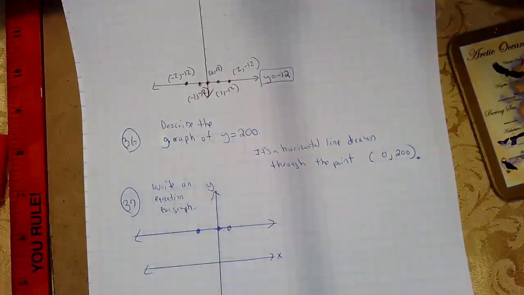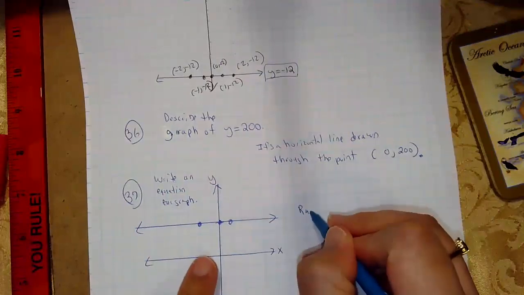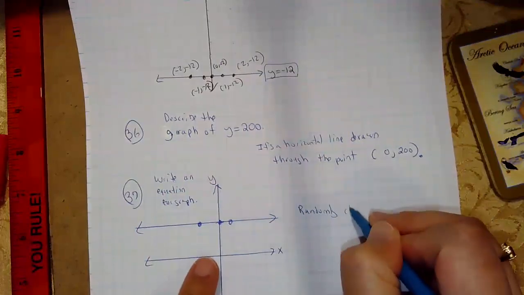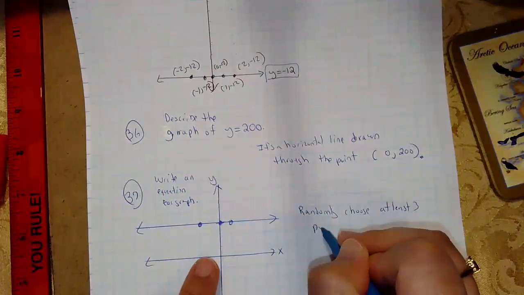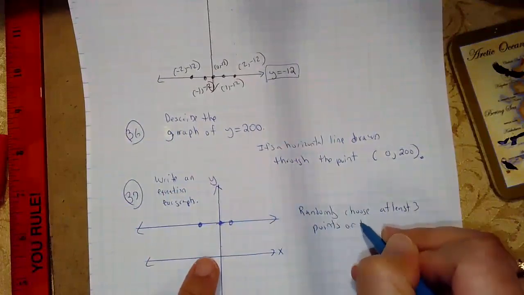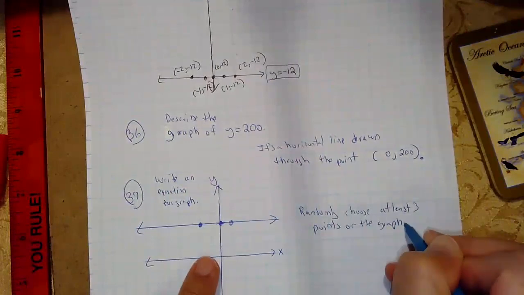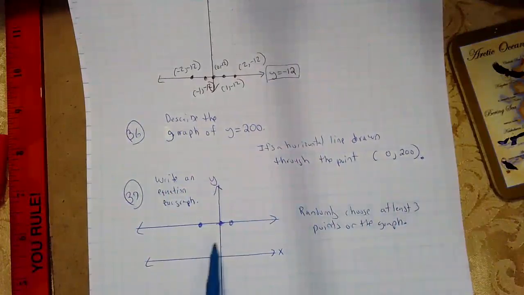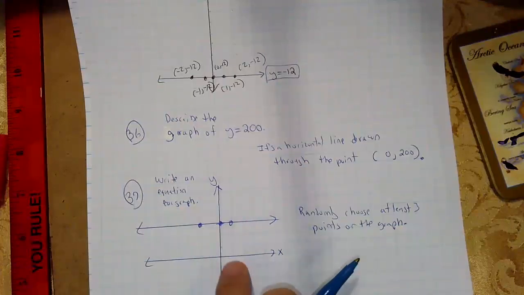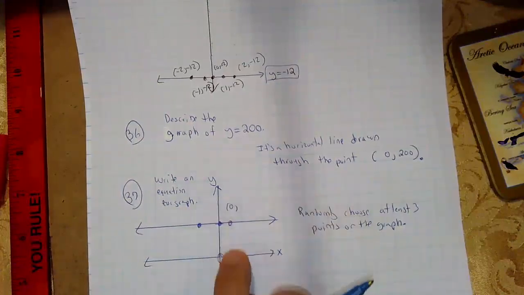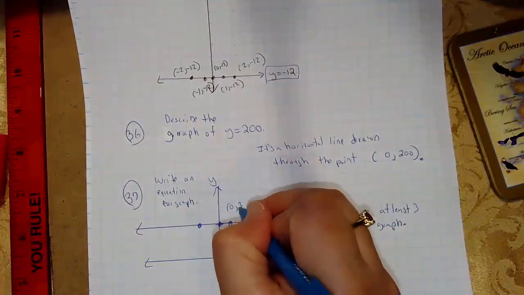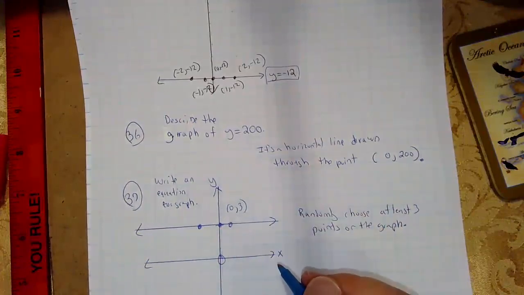So if I just randomly choose at least 3 points on the graph, I just picked these to see what they would look like. This one is at the origin, 0, 0. So x is 0. I don't go right, I don't go left, and then I go up to y: 1, 2, 3. So everybody's y should be a 3 then.